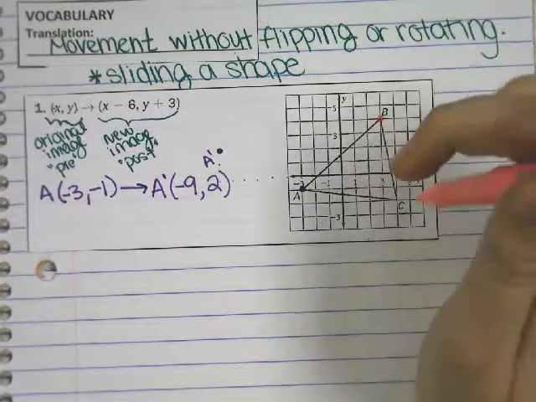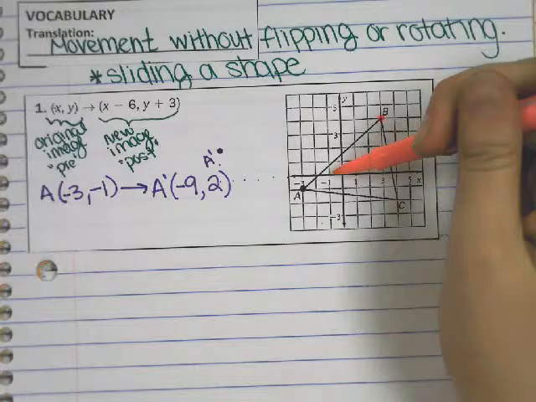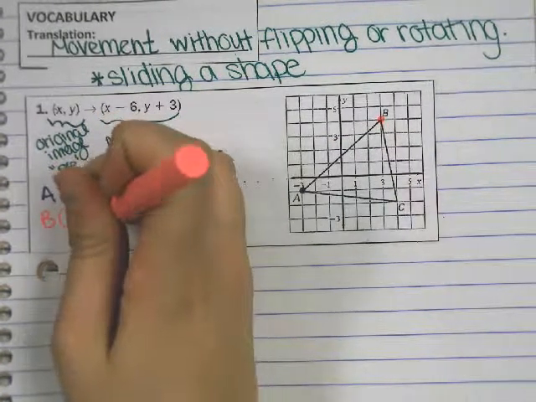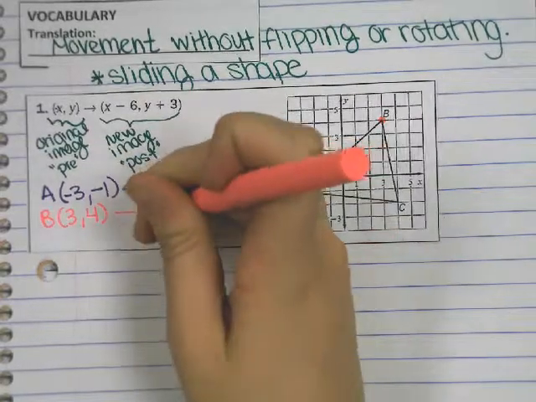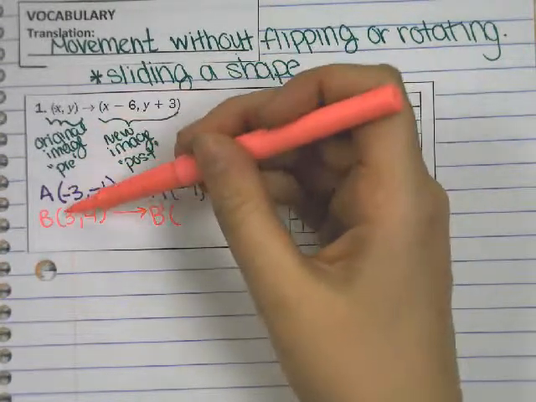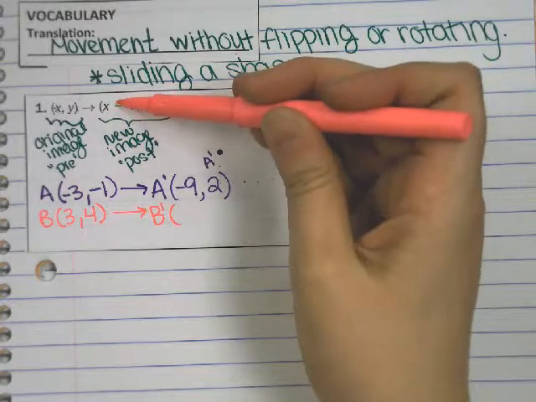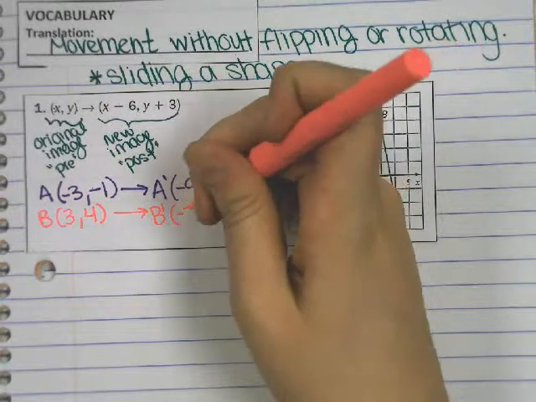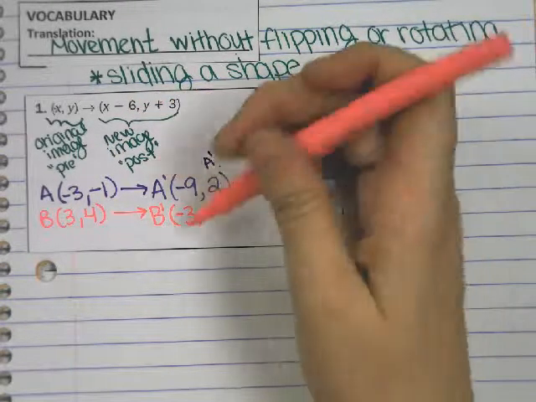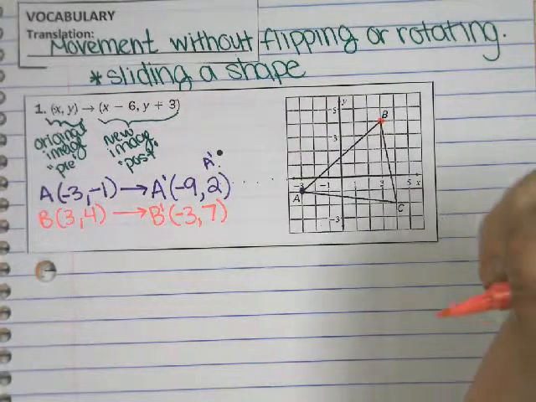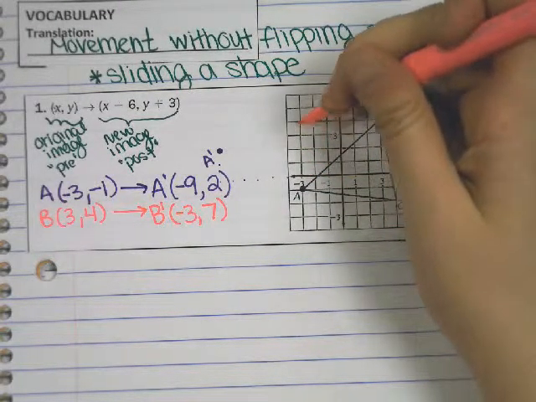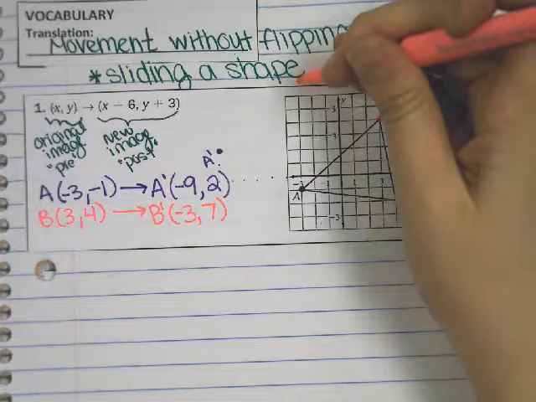We're also going to look at B. B is the point 3, 4. Once again, to get B prime, we take our x value and take away 6. So 3 minus 6, x minus 6, is -3. Then 4 plus 3, y plus 3, is 7. And that's our new B value. So we go -3, 7, which is right up there.